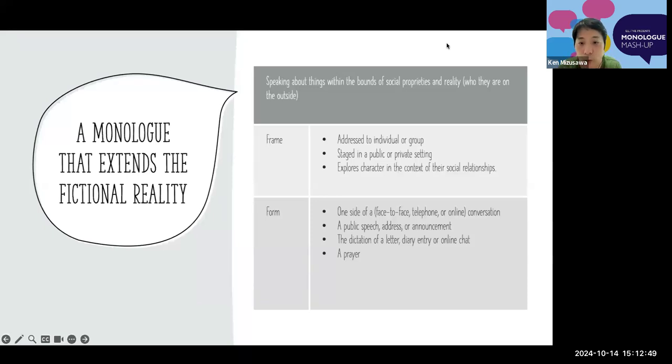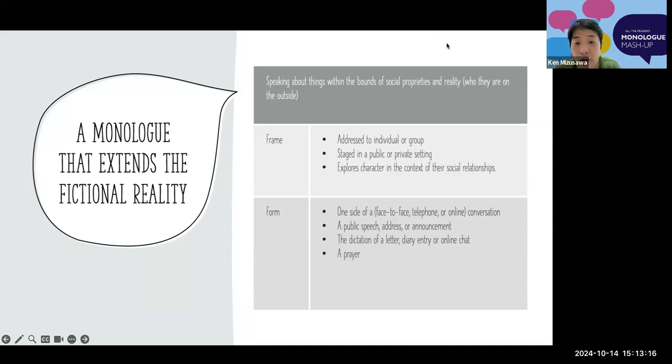It's going to explore character in the context of their social relationships, because a monologue placed directly in a fictional reality will be necessarily social, because it acknowledges other characters who they are communicating with. Okay? In terms of form, here are some obvious options you can consider.